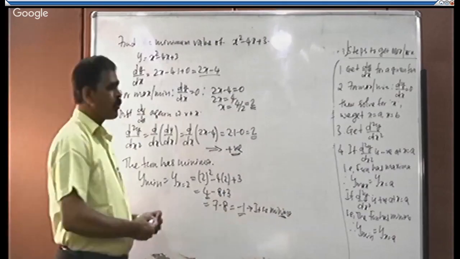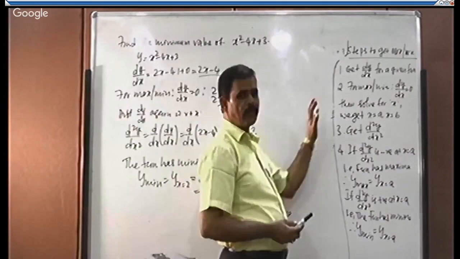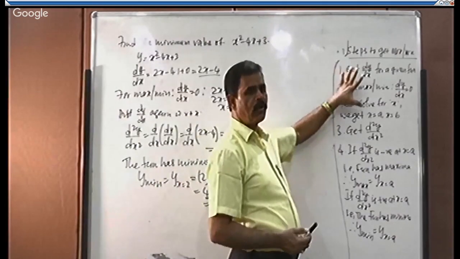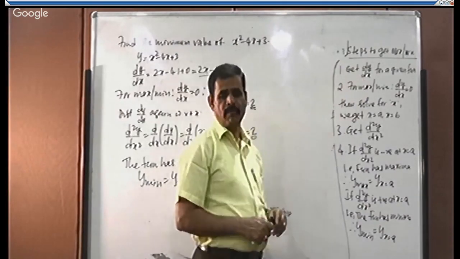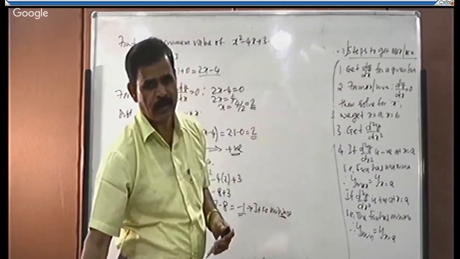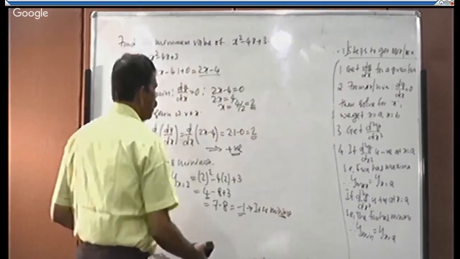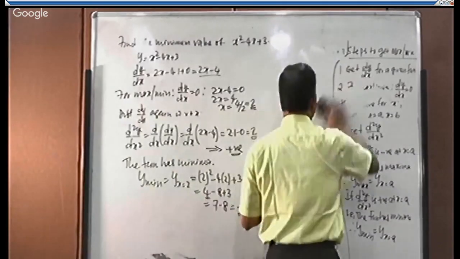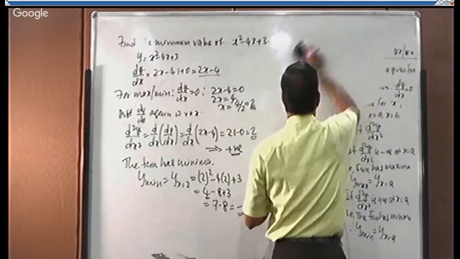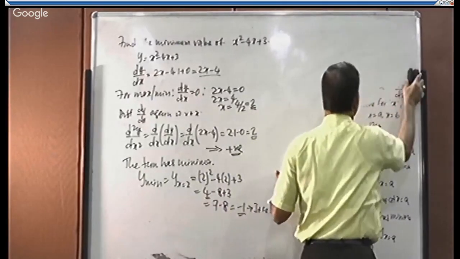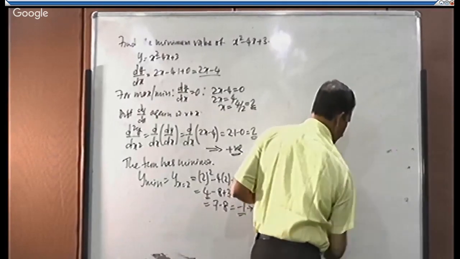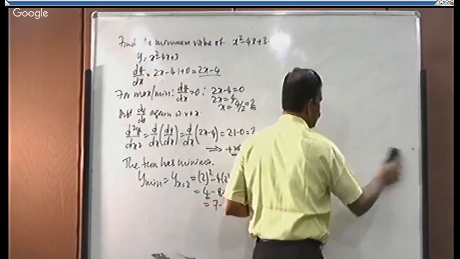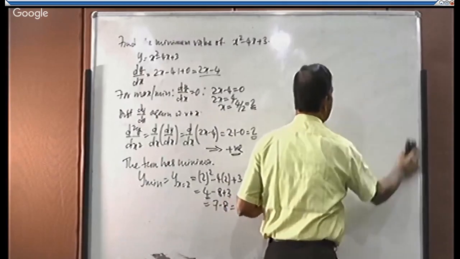You got the procedure to get maxima and minima of a function. So just follow these steps. Definitely you will get maxima and minima of any given function. Okay. Next, let us go to the next application. After maxima and minima, let us go to the rate measure.